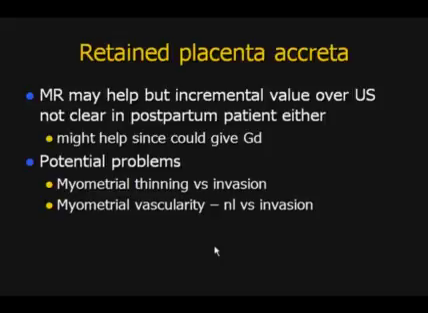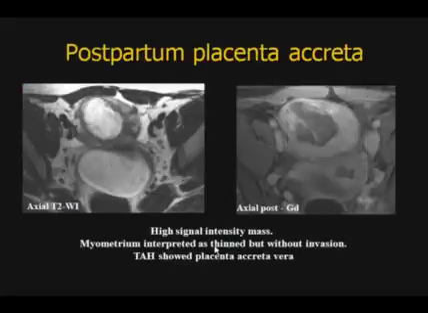Retained placenta, MR may help, but the incremental value over ultrasound, even in the postpartum patient, is not clear. It might be more helpful in the postpartum patient actually, because we could give gadolinium to these patients, whereas we wouldn't typically do that in the obstetric patient who's still pregnant. The potential problems I've encountered are it can still be hard to tell what's thinning of the myometrium from just invasion. And even with myometrial vascularity in that region of thinning, it can still be difficult to tell.